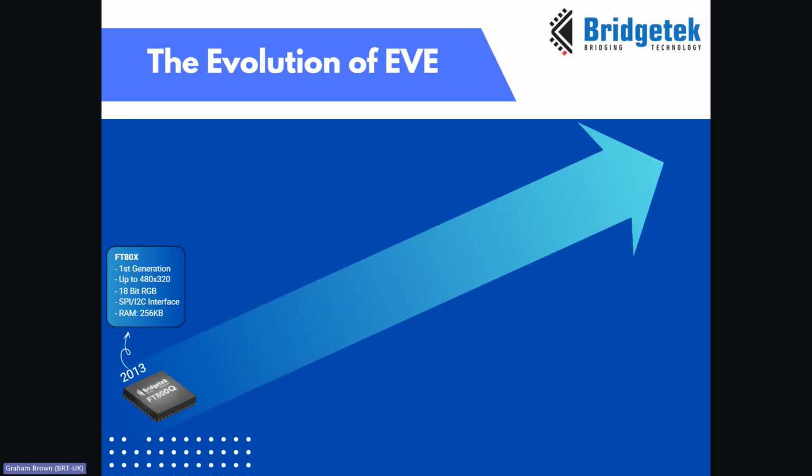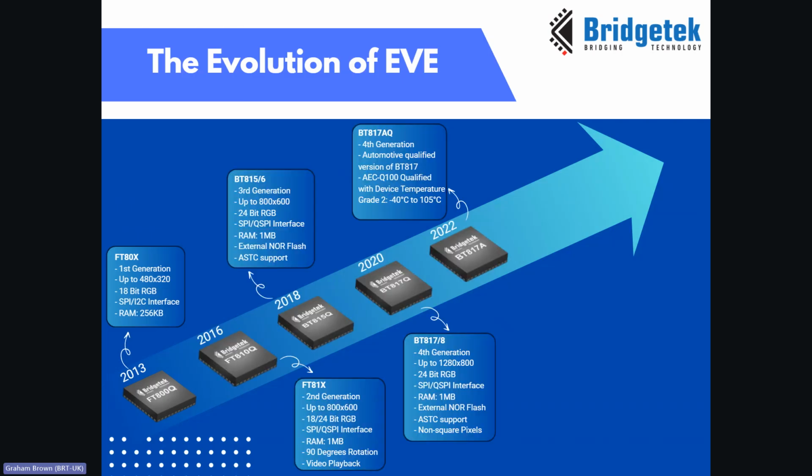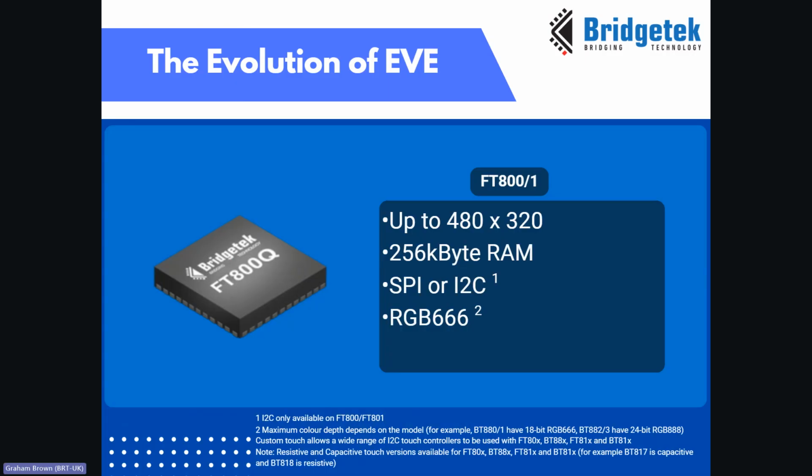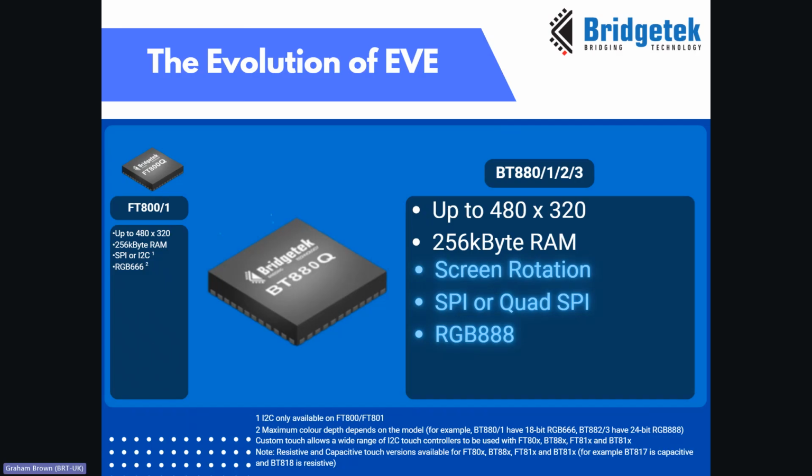So here's a flowchart of the evolution of Eve. It started in 2013 with the FT80X series, and through customer feedback and research into industry trends, we have slowly iterated the embedded video engine over the years to our latest BT820 embedded video engine. So starting with the FT800, this had a SPI or I2C interface and provided RGB 666 output to drive displays. Next is the BT88X series, and this adds a screen rotation feature as well as RGB 888 output to drive TFT displays.